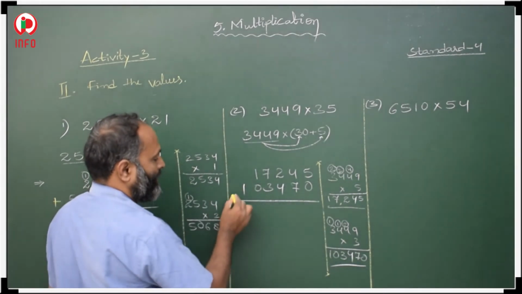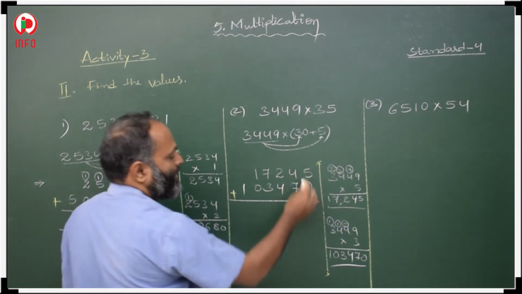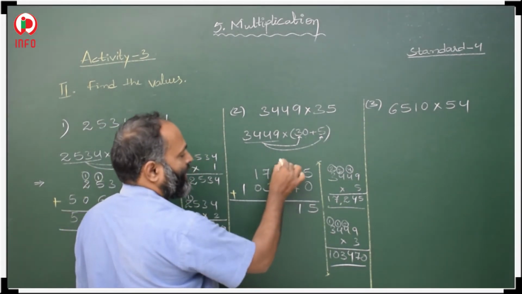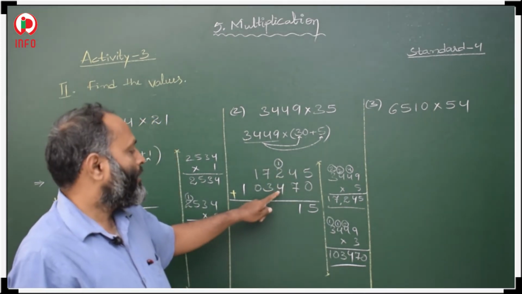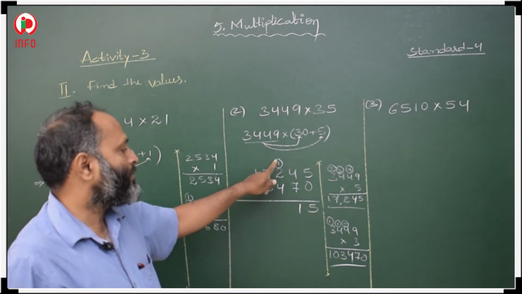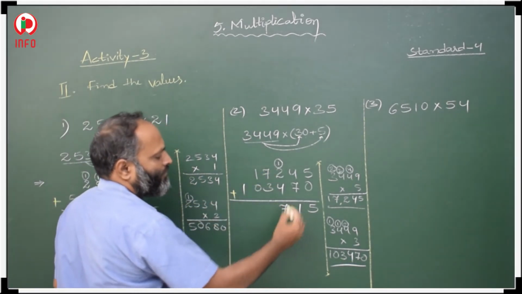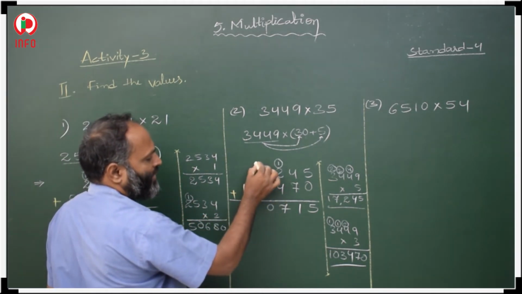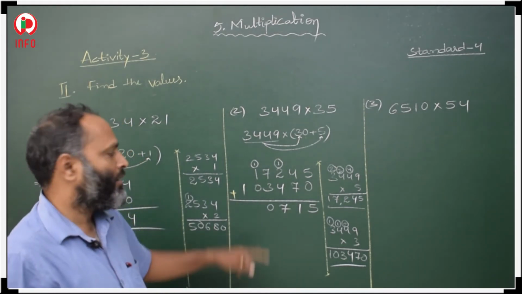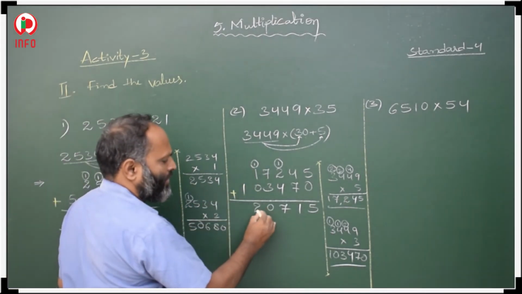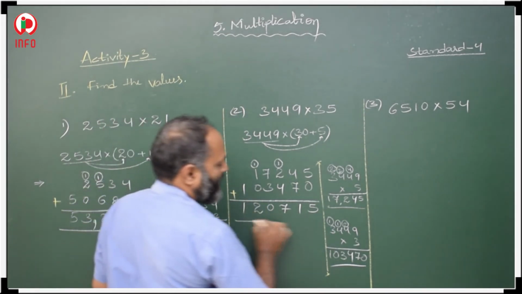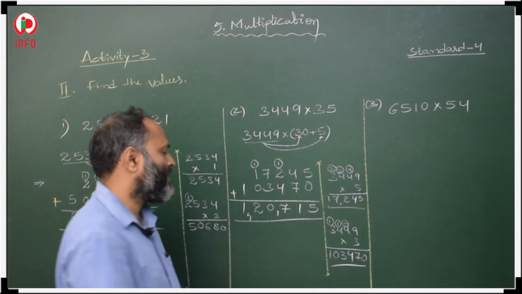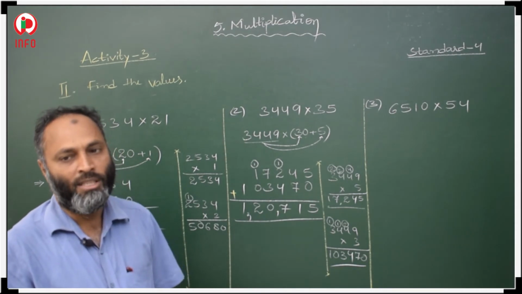And now you add: 5 plus 0 is 5, 7 plus 4 is 11, 1 in tens, 1 carry over on hundreds place, 4 plus 2 is 6, 6 plus 1 is 7, 7 plus 3 is 10, 10 means 0 in thousands place, 1 carry over on 10,000s place, 1 plus 1 is 2, and here only the number 1 is there, so 1 as it is. It means 1,20,715. This is your product.